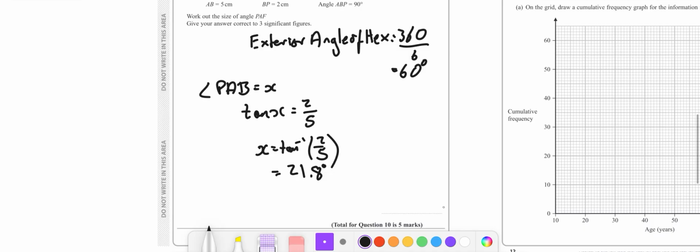So I know that PAF is 180 minus those 2, which is 98.2 to 3 significant figures.